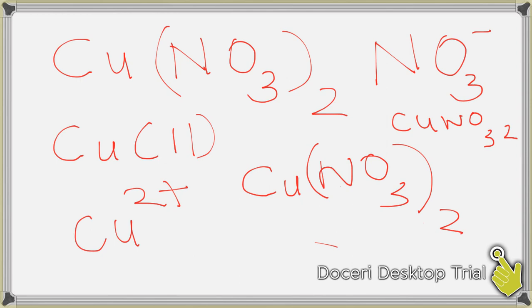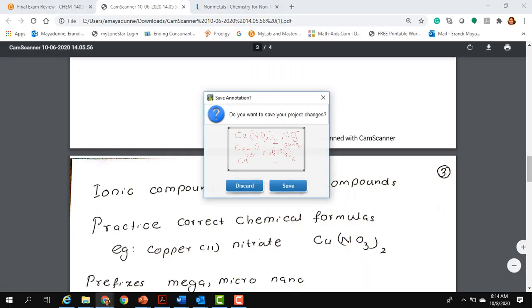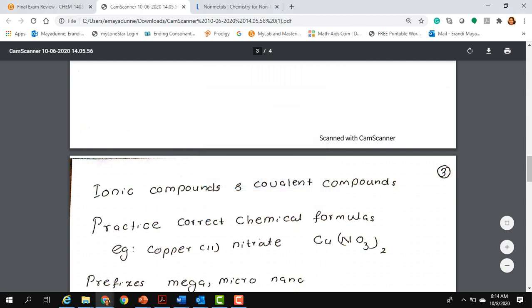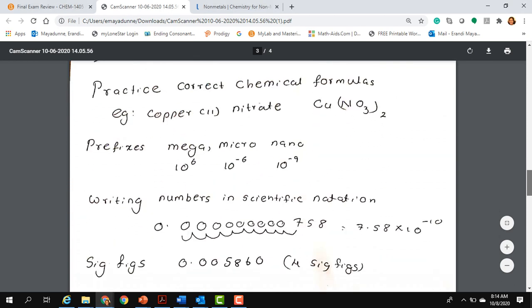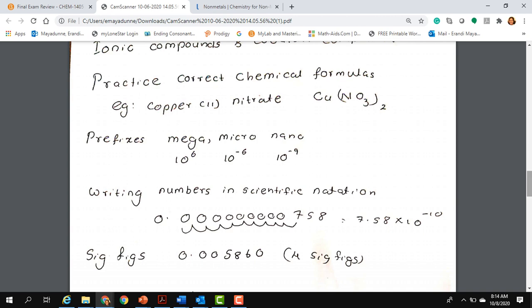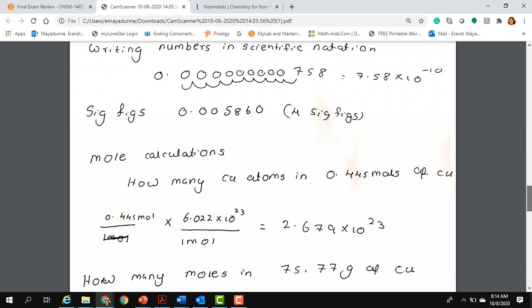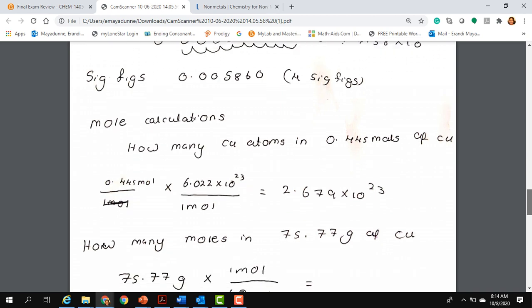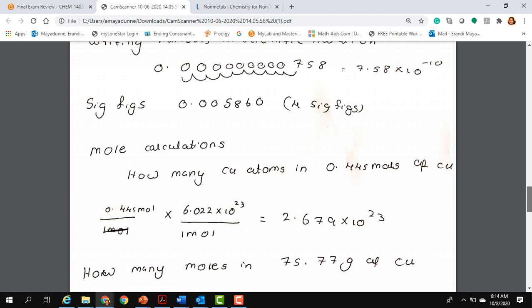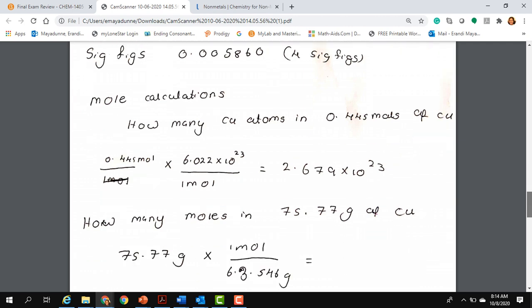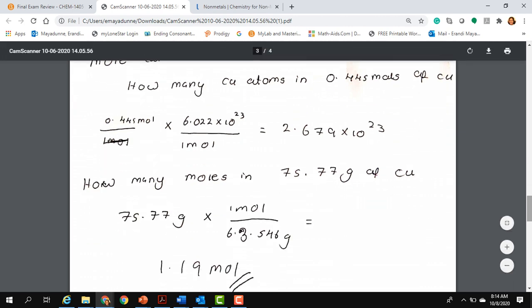Okay, so be familiar with the compounds that we covered in the class, in the PowerPoint lectures. Be familiar with the prefixes, scientific notation, and writing sig figs, which is important. Mole calculation is another topic, and the rules for assigning significant numbers. I have already done this mole calculation here: how many copper atoms are in this many moles of copper?